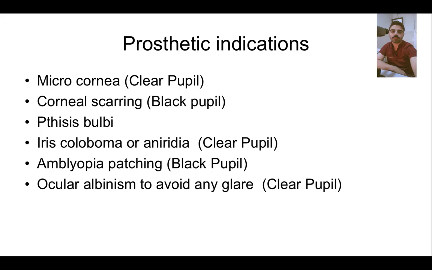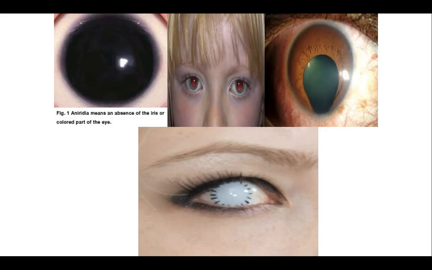Moving on, we have iris coloboma or aniridia. What is iris coloboma or aniridia? You can see here this is the iris, and this is aniridia, and this is coloboma. In coloboma, just a portion of the iris is missing, and in aniridia, there is a complete absence of the iris in a particular eye.